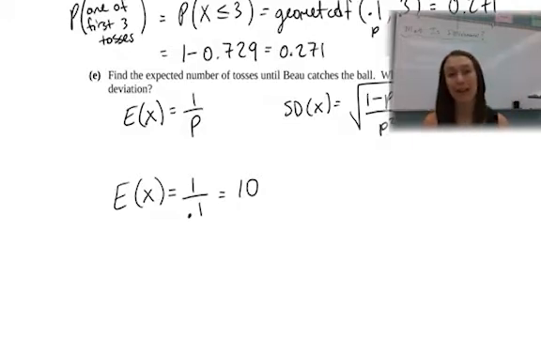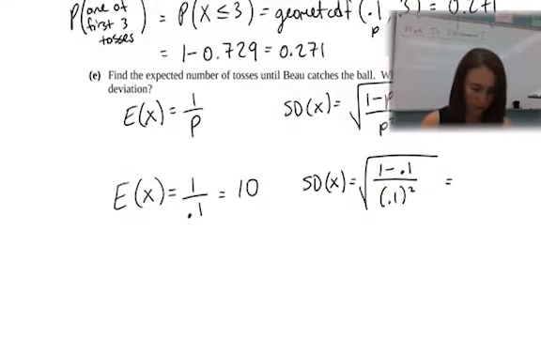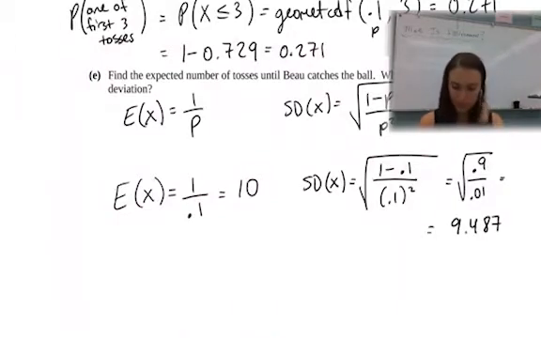Now, that's a theoretical expected value, of course. And then standard deviation of x is going to be the square root of 1 minus 0.1 divided by 0.1 squared. So we get the square root of 0.9, the probability of failure, divided by 0.01, which is 9.487. And then we probably should put tosses so that we have context here with our answers.